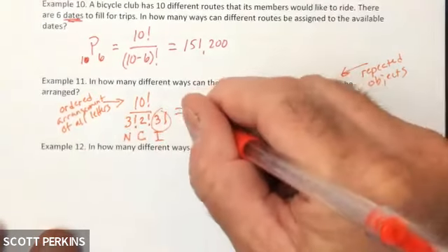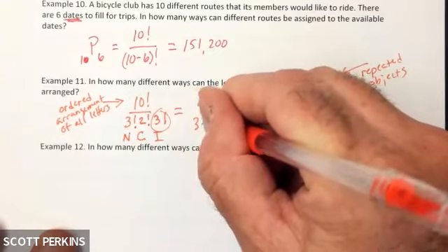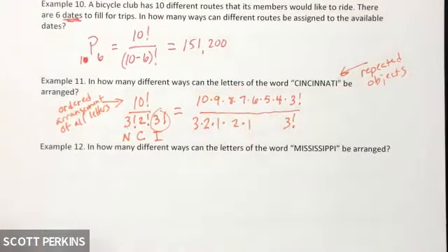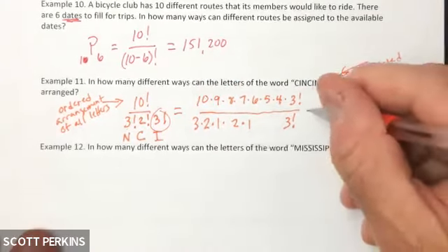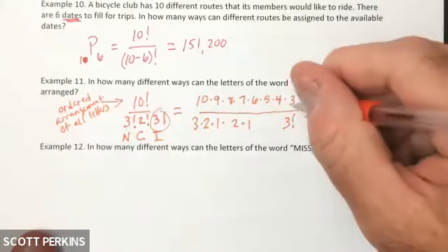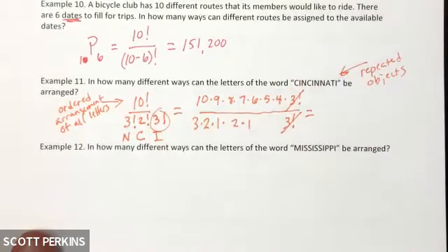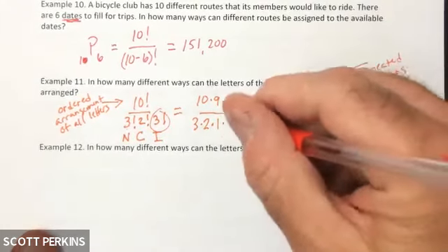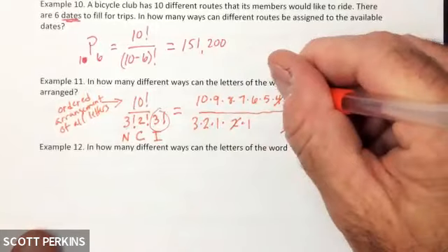So the first 3 factorial is 3 times 2 times 1. The 2 factorial is 2 times 1. Now I'm ready to cancel and be done with this problem. So the 3 factorials go away. I'm going to say 2 goes into 4 and leaves 2.